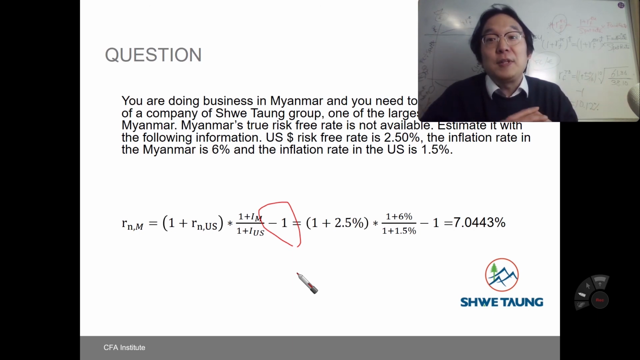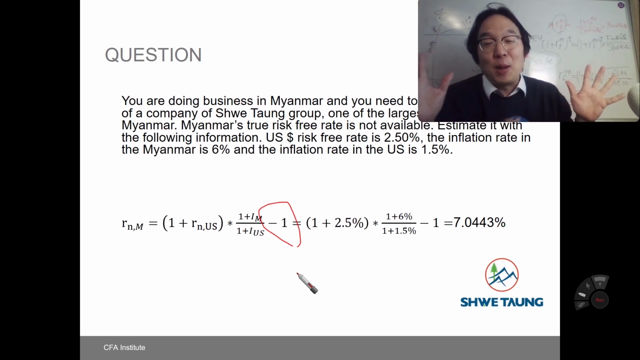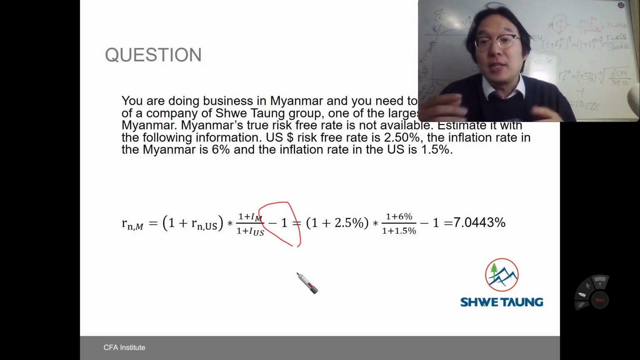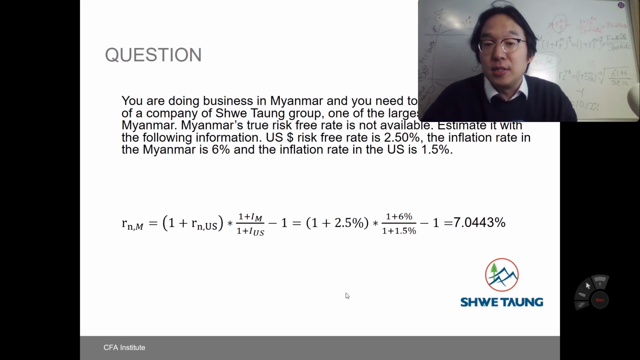There are infinitely many ways of screwing up yourself, and infinitely many ways of differentiating yourself, in a positive way or a negative way. Forgetting this is one negative way of differentiating yourself. So don't forget, okay? Result: 7.0443 percentage point.